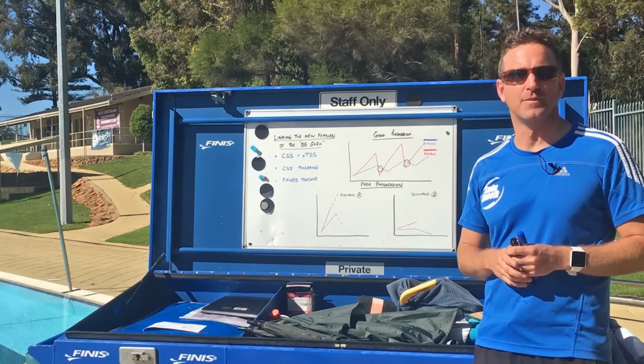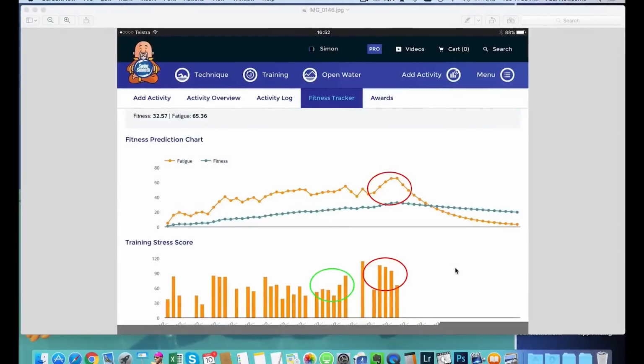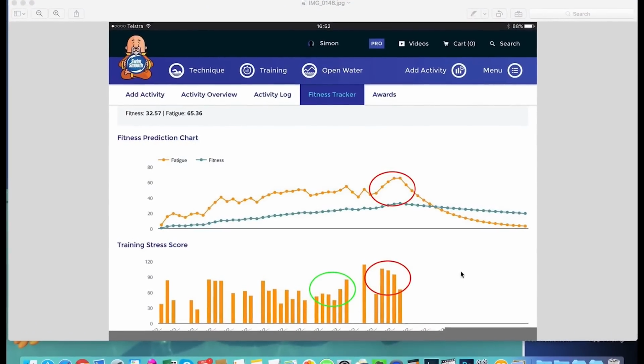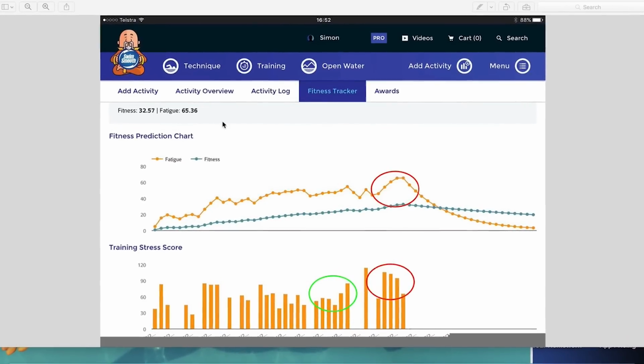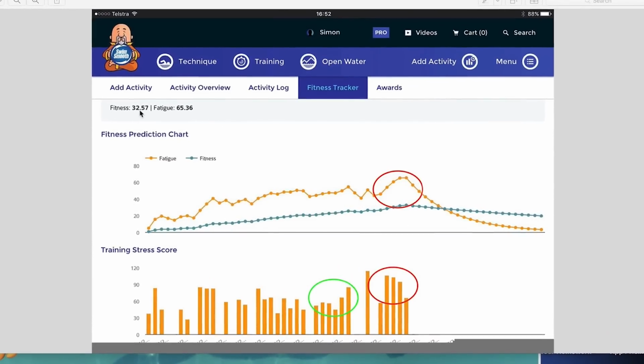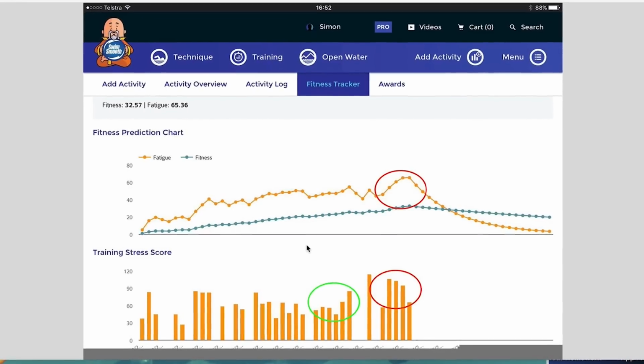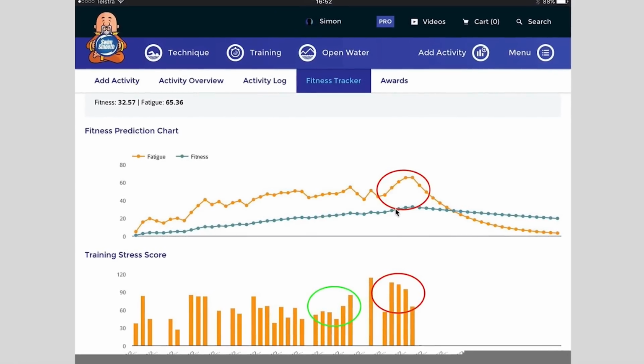Okay, here's the example. Let's take a look at Simon's chart that he sent through. He wanted me to be able to tell him, what do these numbers mean, fitness and fatigue, and more importantly, what does the chart show him? Now, I've already gone through and marked on some key areas for us to look at. The chart shows us here, as yours will do as well, his fitness gains over time, and also the amount of fatigue, this orangey yellow line, that he's experiencing.